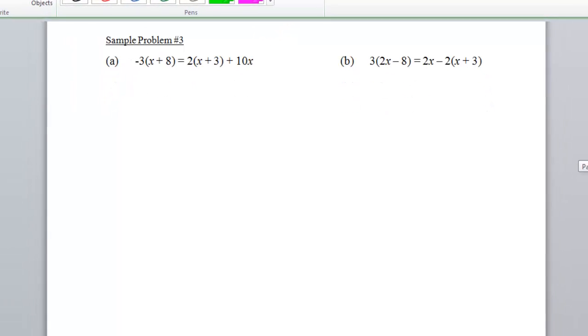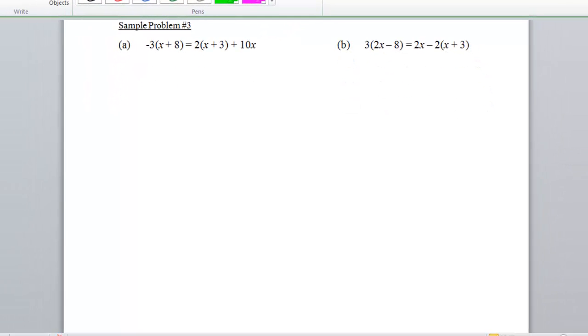And again, we have two parts, part A and B. So go ahead and take the time now, pause the video, and work these two problems, and come back for a demonstration.